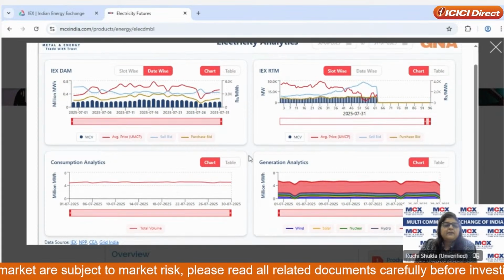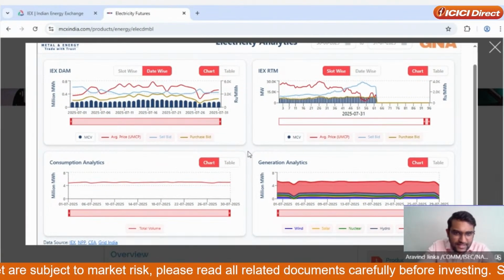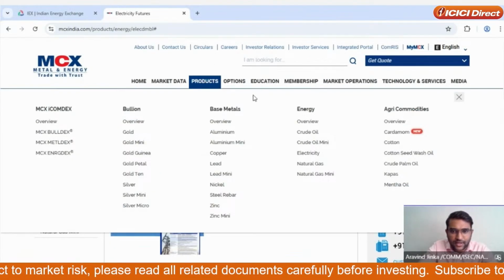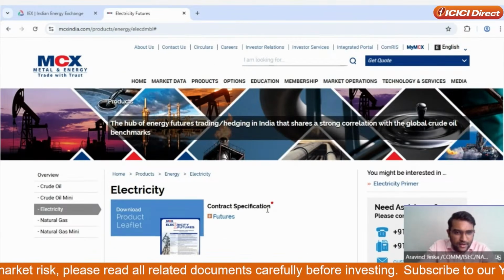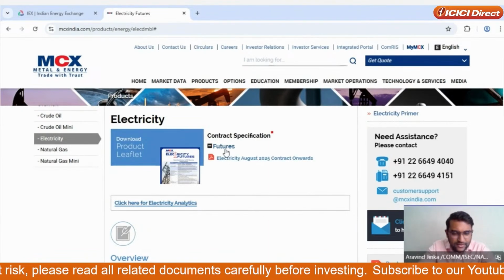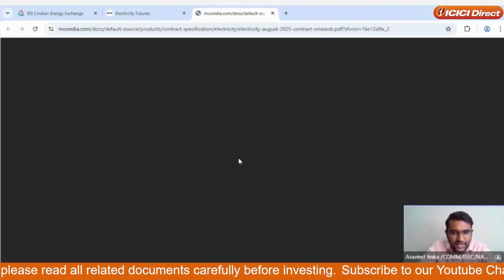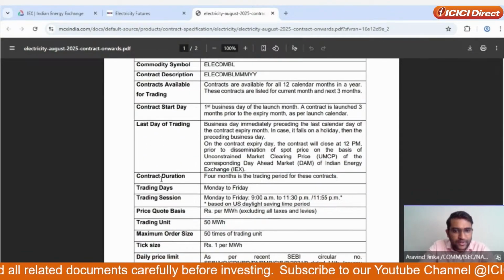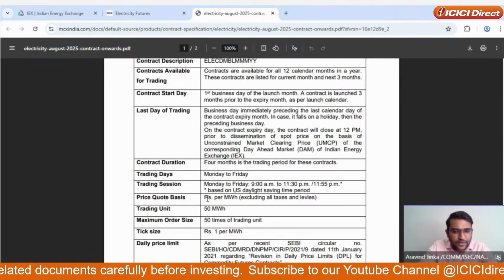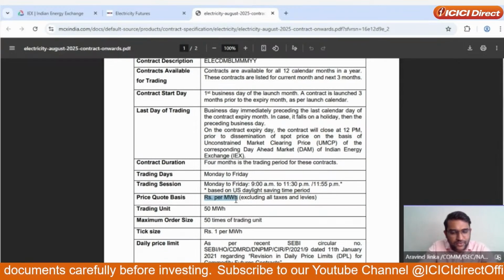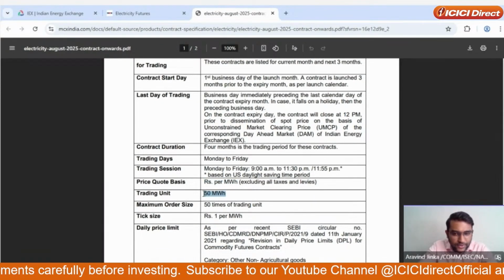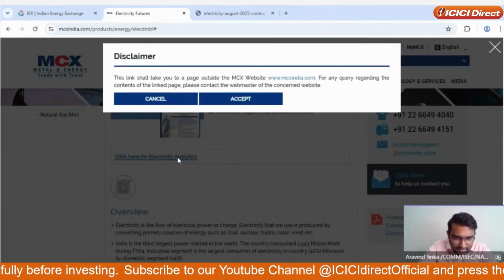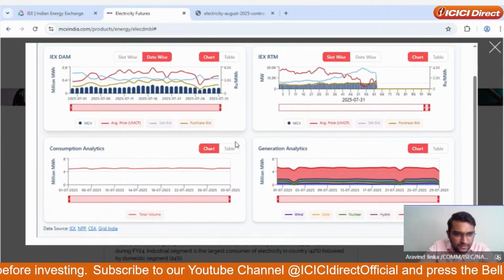Right. So this is directly available on the mcxindia.com site itself. You just have to enter the product section and select electricity. If you expand this futures contract, you'll be able to see the contract specifications: contract duration, trading days, the price quote, which is quoted per megawatt hour, and a 50 megawatt hour trading unit. And you can just scroll down for the electricity analytics here. All the charts you have seen are here.